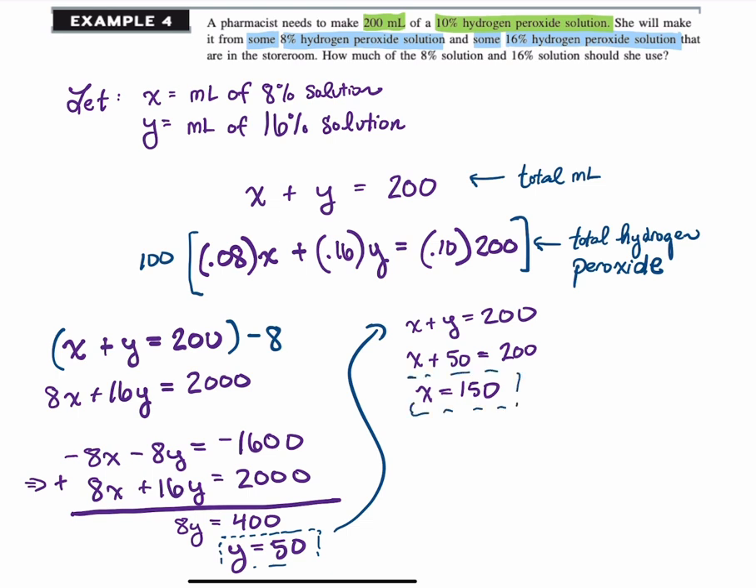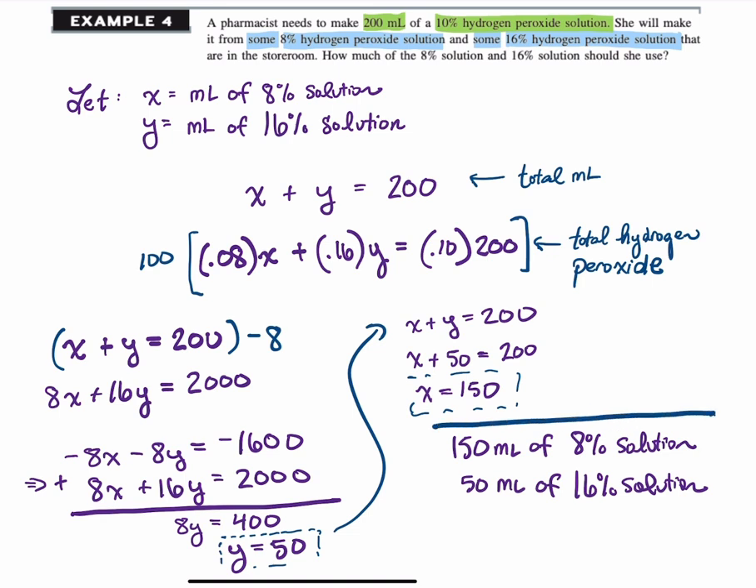So let's answer in terms of the context of our problem. We will have 150 milliliters of the 8% solution. That's what x represented. And then 50 milliliters of the 16% solution. That will mix to create our desired result.